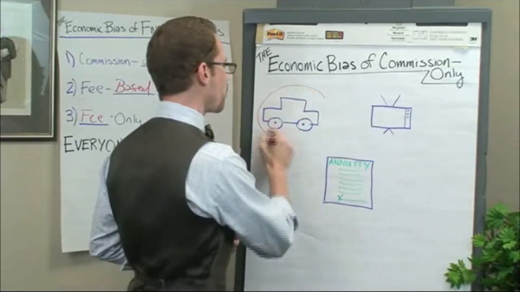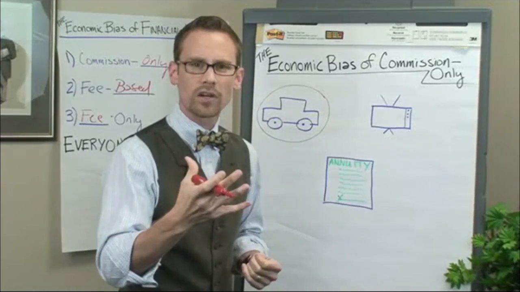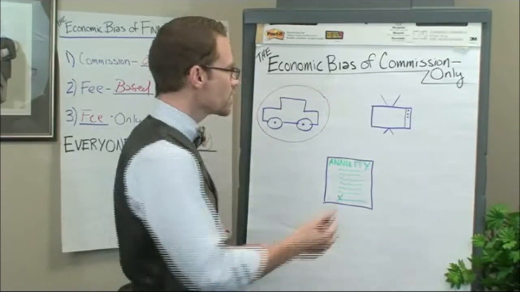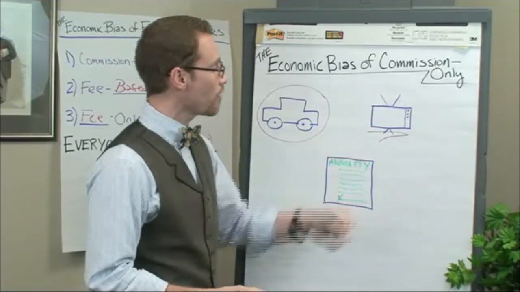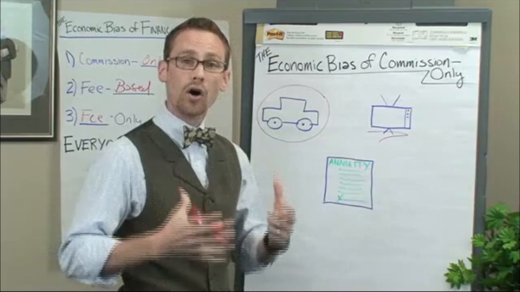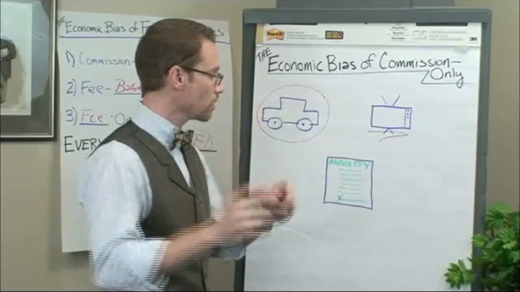So when you go to buy a car, you understand this, right? You know that the person who's selling you the car is only going to get a commission, only going to get compensated if you buy the car. Same thing. You go to buy a new television, and obviously you need a new television if you still have rabbit ears on yours. You know that the person who's selling it to you is going to make money only if you buy it. The same is true of commission-only financial advisors.